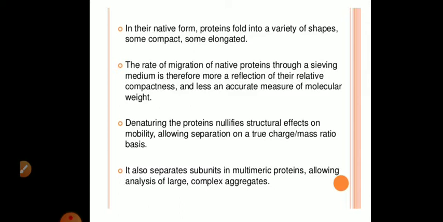Sometimes we require a cationic detergent, where the molecule needs to be offered a positive charge. At that time, we use CTAB, cetyl trimethyl ammonium bromide. It is a strong cationic detergent.